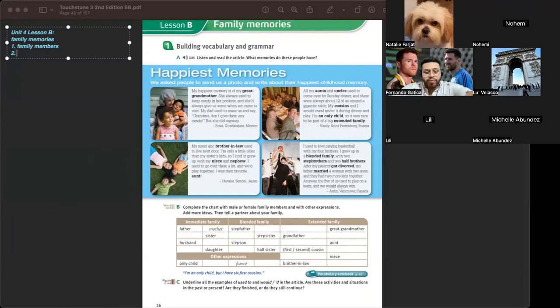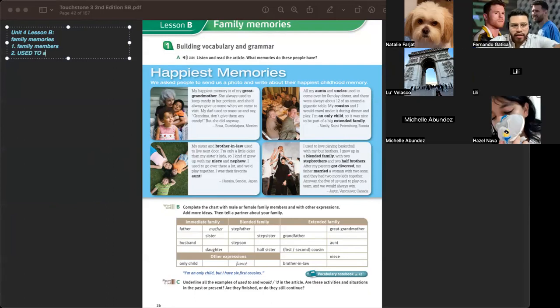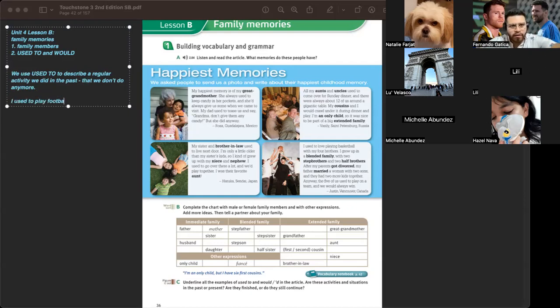All right, class. Another thing that we used were used to and would. Remember, we use used to describe a regular activity we did in the past that we don't do anymore. For example, in my case, you know my story. I used to play football, not soccer, American football.